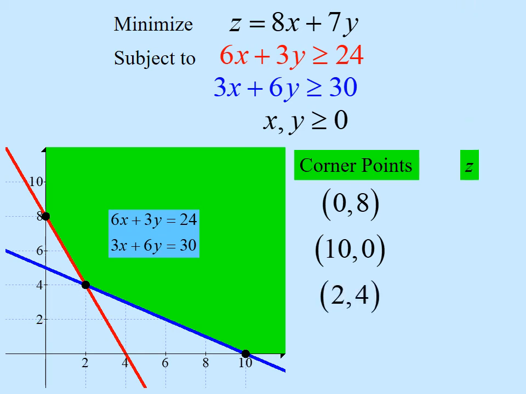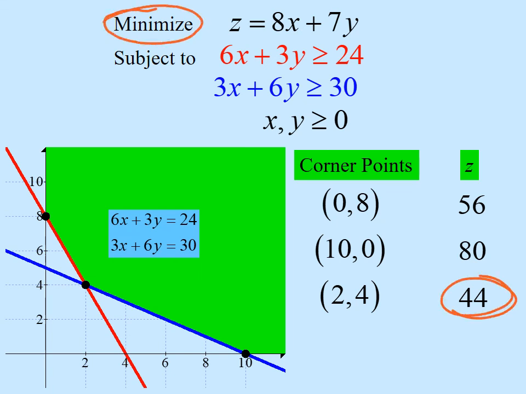Now we want to plug each of those into the z function. So the first one, you can see, would be 8 times 0 plus 7 times 8. That's 0 plus 56. And so on. I won't keep writing it down. You can see we're plugging a 10 in place of the x, and a 0 in place of the y, and a 2 in place of the x, and a 4 in place of the y. Now, since we're trying to minimize, we choose the smallest answer.